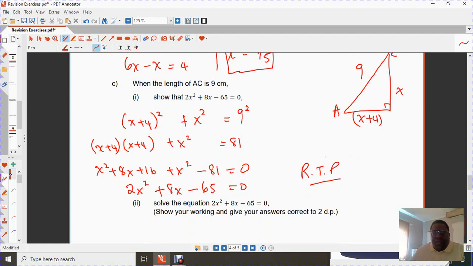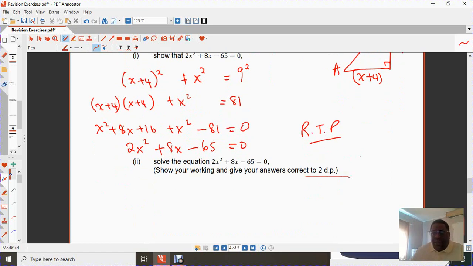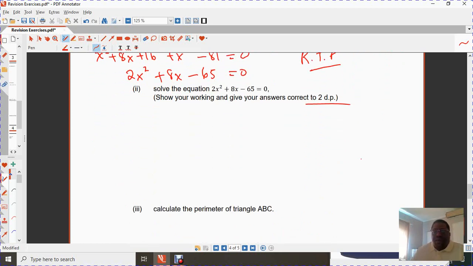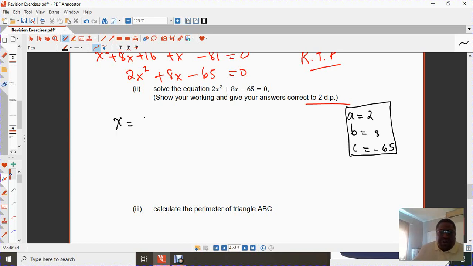Now, another important thing that you need to realize is here. They are saying you're supposed to solve that equation, and you're supposed to give that to 2 decimal places, which means this equation does not factorize. So you will have to use the quadratic equation formula or completing the square, whatever method you use. But first, I'm going to identify my a is 2, my b is positive 8, my c is negative 65. And you need to know this when you are substituting this into the quadratic equation formula. And you don't get a mark really here for writing the quadratic equation formula.